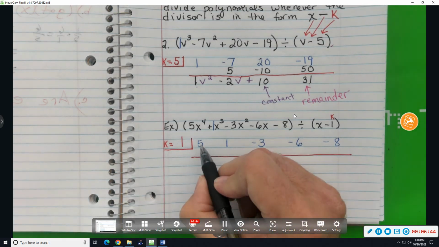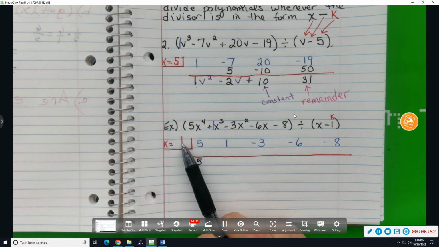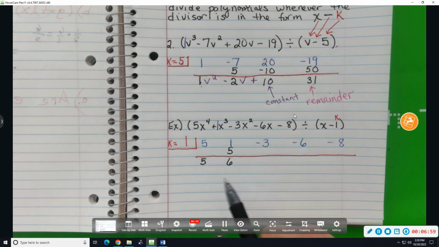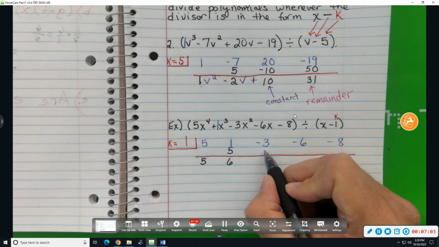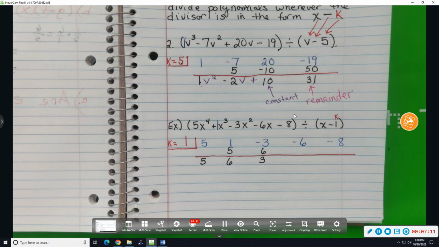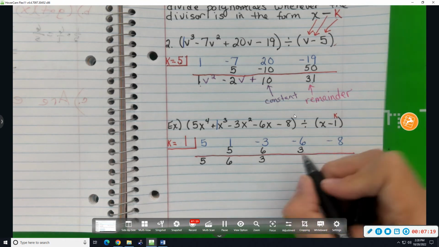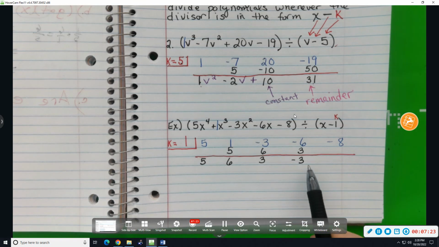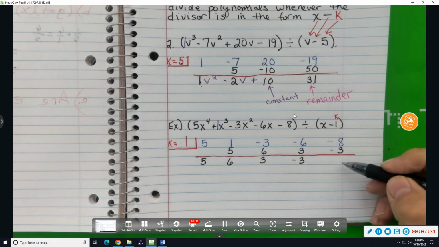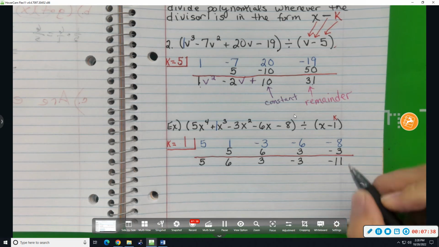You start off by taking the first number and carrying it down. 5 times 1 is 5. Combining the 1 and 5, that's a 6. 6 times 1 is 6. Combining the negative 3 plus 6, we get a positive 3. 3 times 1 is 3. Negative 6 plus 3 is negative 3. Negative 3 times 1 is negative 3. This last number that we're about to get will always be the remainder. What's our remainder here? Negative 11, that's the remainder.